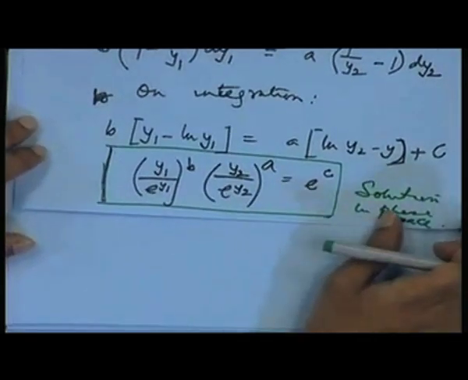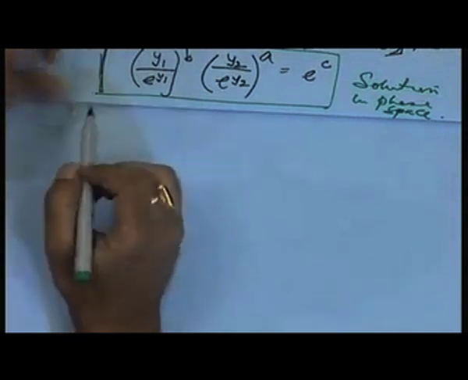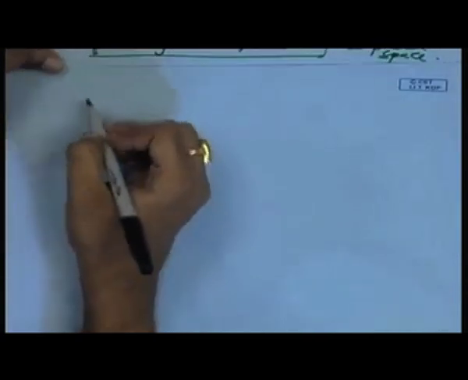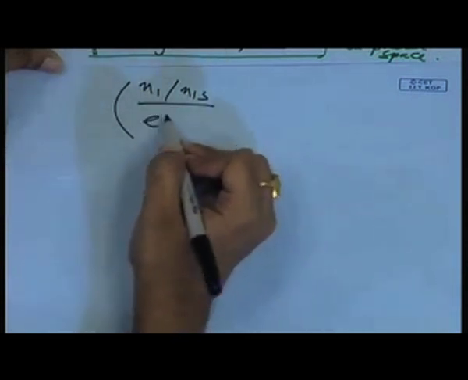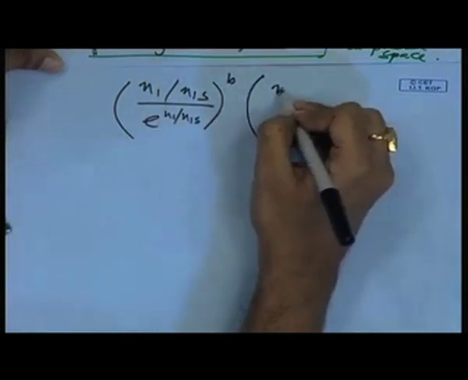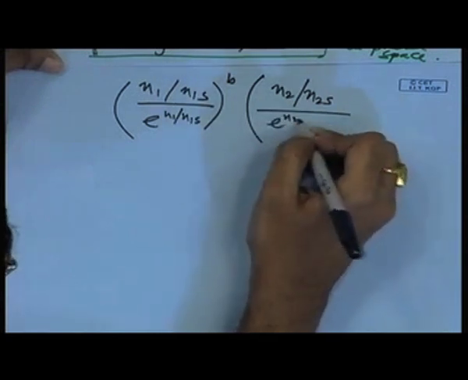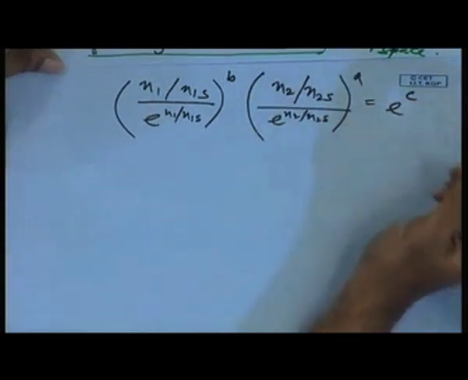So, when I solve this, I get this equation and solve this in the phase space. What kind of plot do I get in the phase space? I can convert this back into my dimensional form, because y1 and y2, I know how they vary in the dimensional system. So, simply write (n1 over n1s divided by e to the power n1 over n1s) whole to the power b, and this is (n2 over n2s divided by e to the power n2 over n2s) whole to the power a equals e to the power c. Okay.